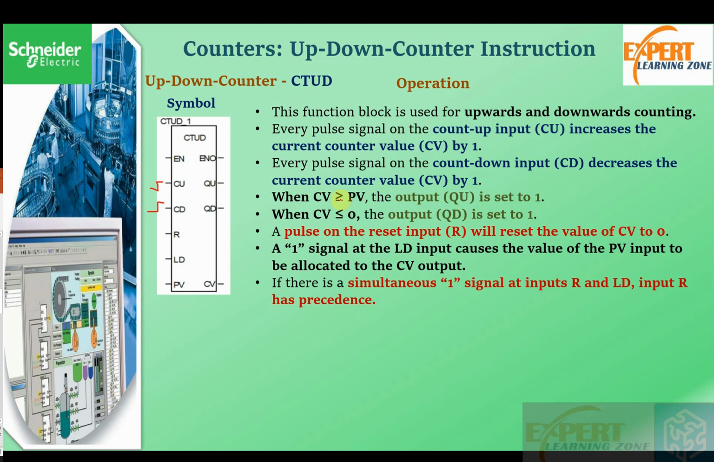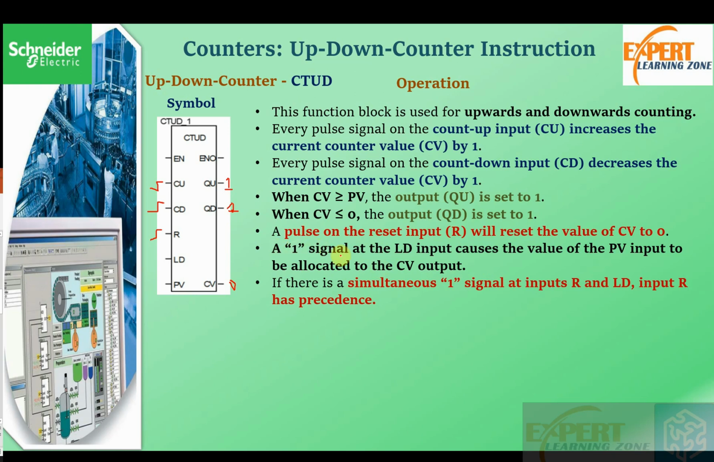And if the current counter value is greater than or equal to the preset counter value, the up counter output is set to 1. So this output becomes logic 1. And when the current counter value is less than or equal to 0, then the down output is set to 1. So the down count output is set to logic 1. A pulse signal on the reset input will reset the current counter value to 0.